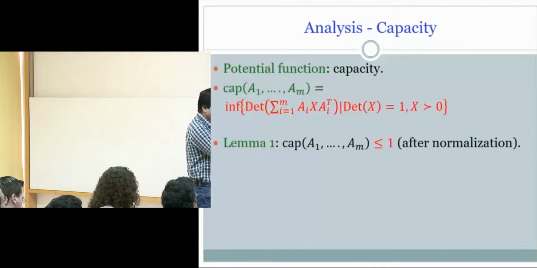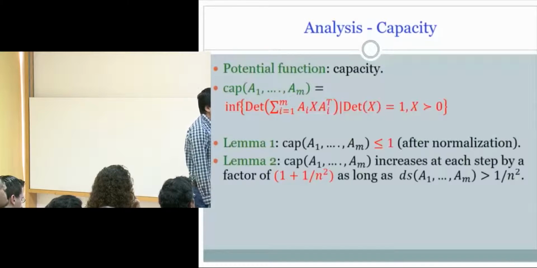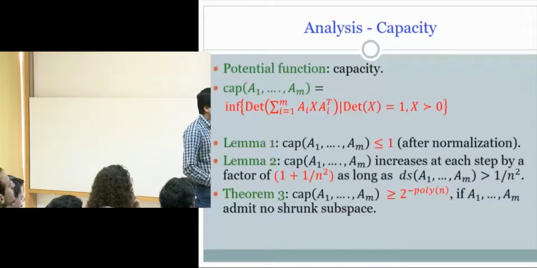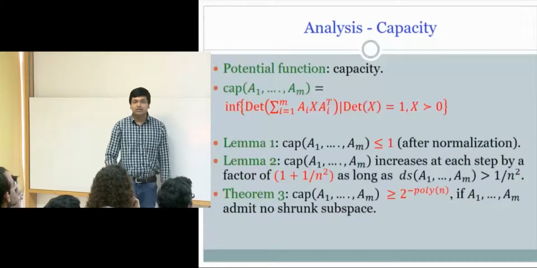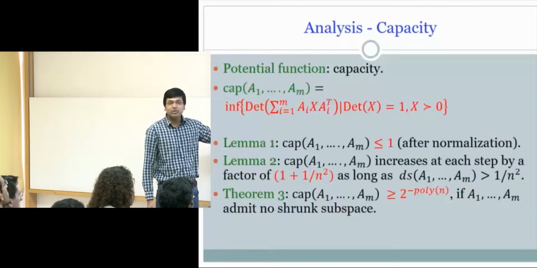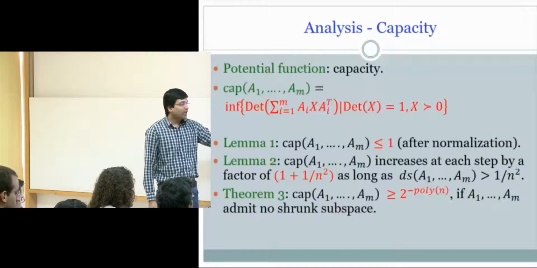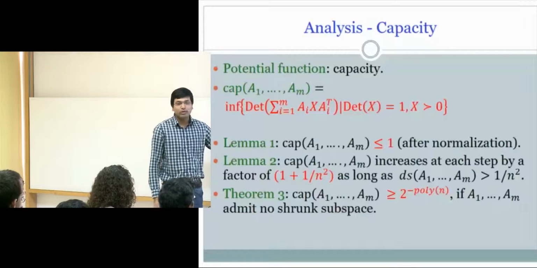So some lemmas, I won't go into the proof. The capacity is always bounded by 1 after some normalization. The capacity always increases by a factor of 1 plus 1 over n squared as long as you're far from being doubly stochastic, and the capacity is lower bounded by some factor if A1 to Am admit no shrunk subspace. So these are 3 lemmas: capacity is bounded by 1, it always increases as long as you're far from being doubly stochastic, and it's lower bounded when A1 to Am have no shrunk subspace. So this process has to stop after a polynomial number of steps.